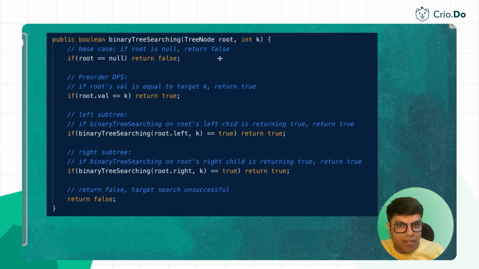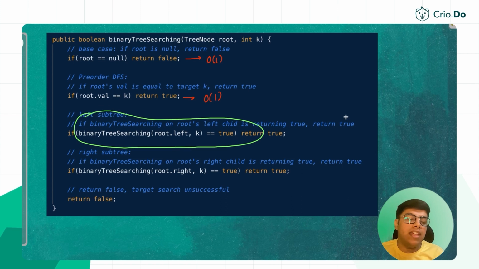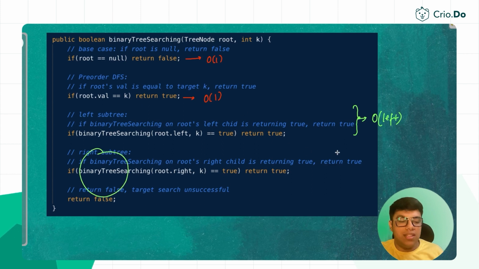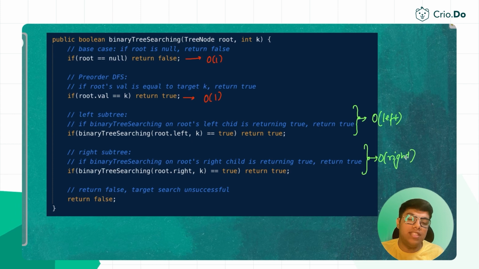So if the root node is null, return false. How much is the time complexity? Constant. Checking whether it is a base case, that is whether it is a null node or not, is constant time complexity. Checking the data of the root node is also constant. Making a recursive call in the left subtree is order of the number of nodes in the left subtree. Same goes for the right subtree, order of the number of nodes in the right subtree in the worst case. And finally returning false is constant.